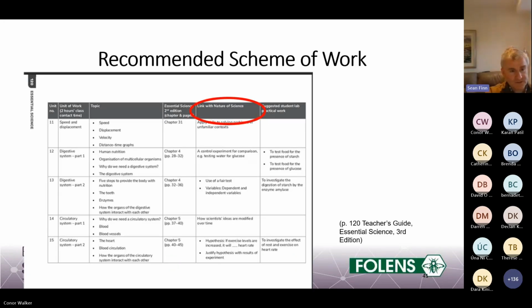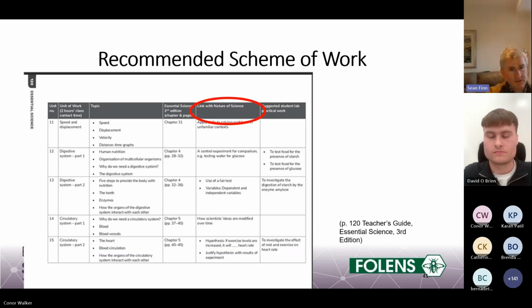In a moment, I'll hand over to David here, but just before this, we'll be looking at the recommended scheme of work here. We've covered it under a few headings. Again, the unit of work, the topic, and where you're going to find it in the textbook. And importantly, we're introducing nature of science gradually right through first year, second year, third year. Again, getting into things about fair tests. I find it difficult to start off in first year and go into the whole nature of science in one go when they haven't even done an experiment.